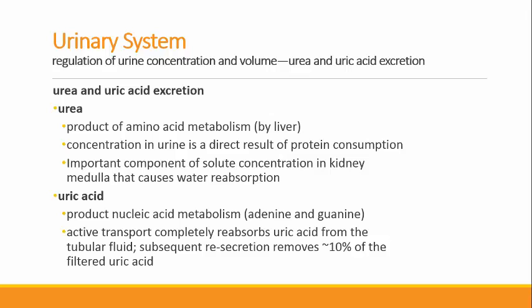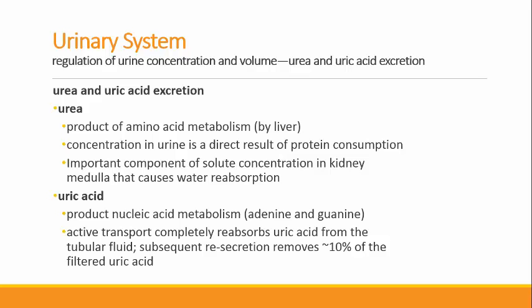Urea and uric acid, we talked about them briefly. Here's where I get to tell you about them specifically. Urea is the product of metabolizing amino acids for energy. So when we break down an amino acid, remember there's a nitrogen amino group on one end of an amino acid. It's got nitrogen in it.